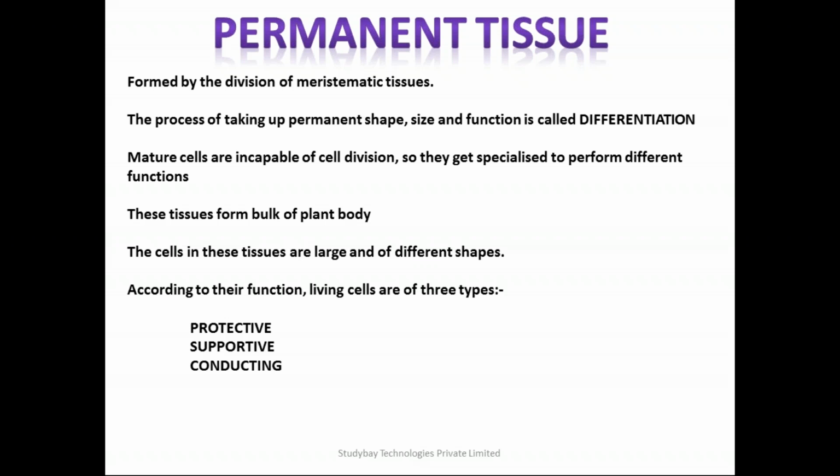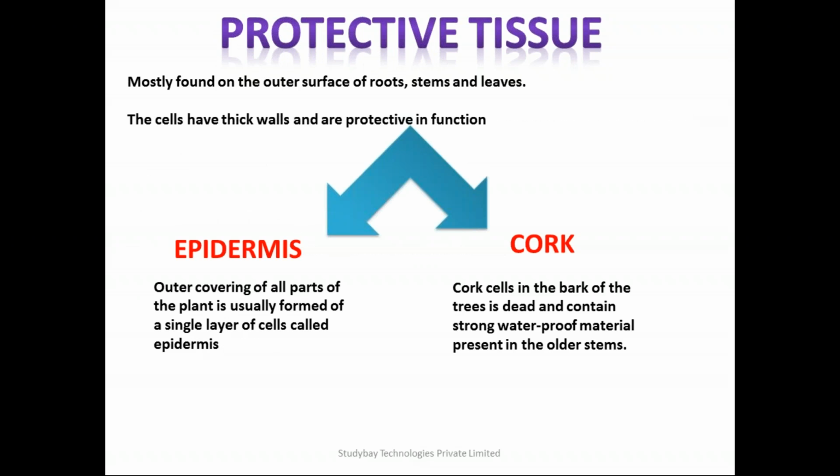Again, these make up the bulk of the plant body, and the cells in these tissues are very large and of different shapes. And according to their functions, the living cells are of three types: protective, supportive, or conducting. Okay, so now let's discuss them one by one. Protective cells are mostly found on the outer surface of roots, stems, and leaves. These cells have thick walls and are protective in function. They can further be classified as epidermis and cork.